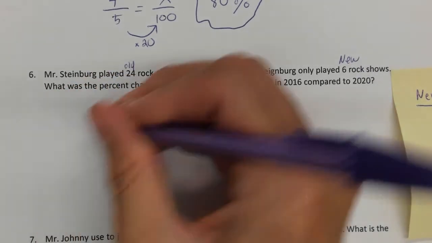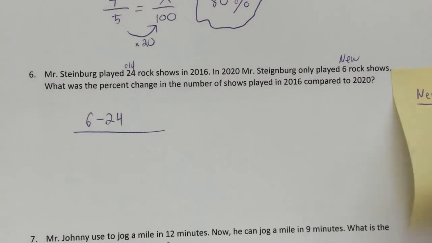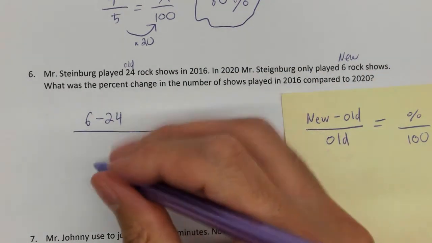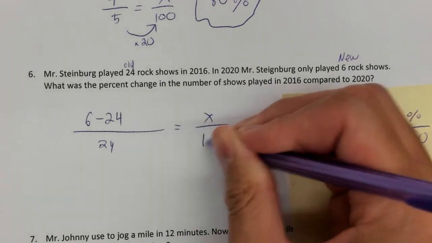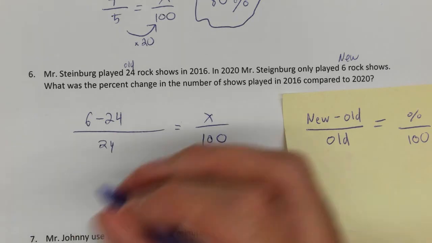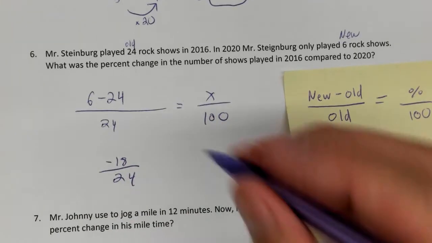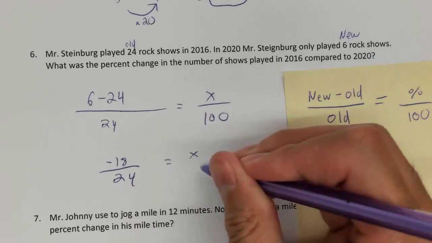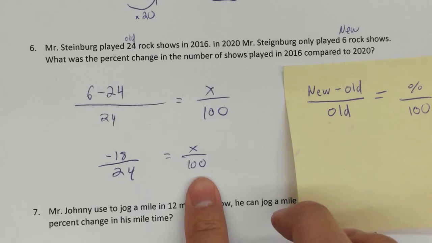So I take my new 6 minus my old, which is 24. That's going to take me into a negative space. I'll put it over my old, which is 24. I set it equal to X over 100. Same thing every single time. 6 minus 24, negative 18, over 24 equals X over 100.